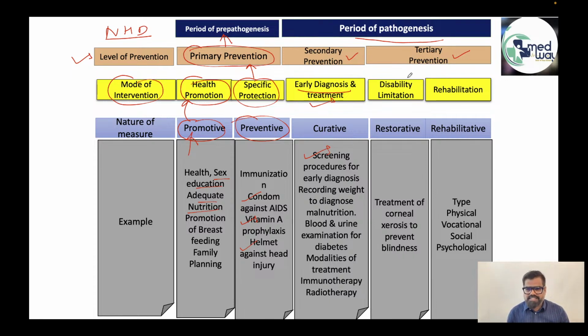But once the disease has progressed, you cannot do much now. You can only limit the disability. So, disability limitation, and when the disease has progressed to a certain extent, you can only rehabilitate. These two modes of intervention are a part of tertiary prevention. In disability limitation, you are restorative, trying to restore whatever is left and limit the disability. But in rehabilitation, you are only providing support now, as rehabilitative measures. You cannot limit the disability now. So, primary prevention is in the period of pre-pathogenesis, with modes of intervention being health promotion and specific protection. The period of pathogenesis will have secondary and tertiary prevention both. In secondary prevention, you do early diagnosis and treatment, which is screening. And in tertiary prevention, you do disability limitation and rehabilitation.